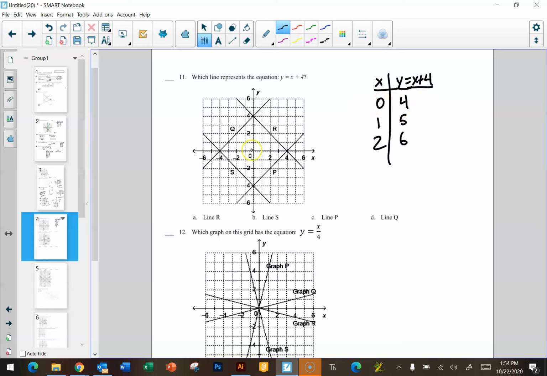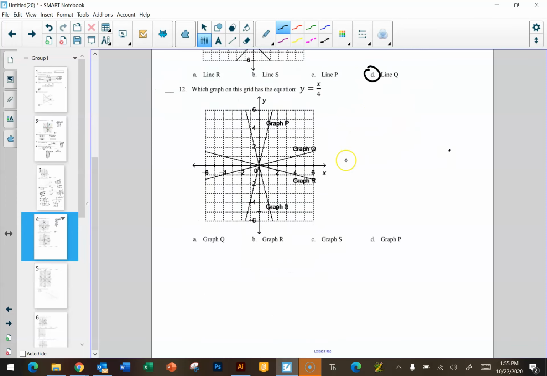So if I go to x 0, y 4, it's up there. So it can't be this line, and it can't be this line. So it's got to be either R or Q. Let's see what the next point says. Next point says 1 and 5. So there's 1 and there's 5 right there. So now it can't be R, so it has to be Q, which is D. Those ones are pretty easy to figure out if you just do a quick table of values.